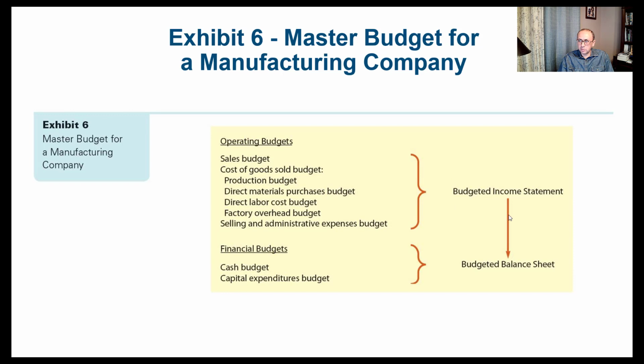This budgeted income statement can help in preparing the budget balance sheet as well as the financial budget. So the financial budget, with the help of the budgeted income statement, helps us prepare the budgeted balance sheet. And under the financial budget, we have the cash budget and we have the capital expenditure budgets.